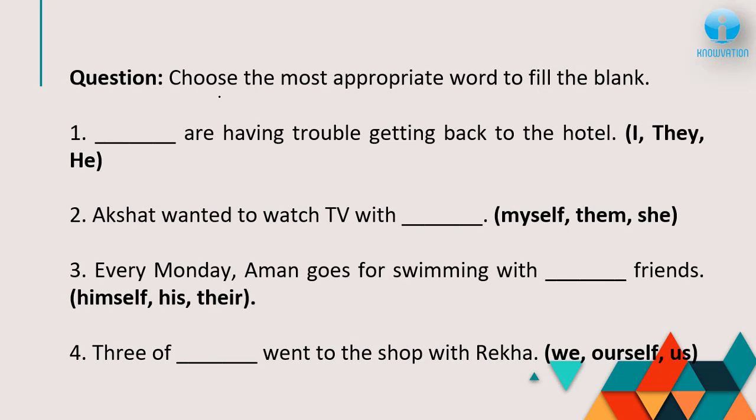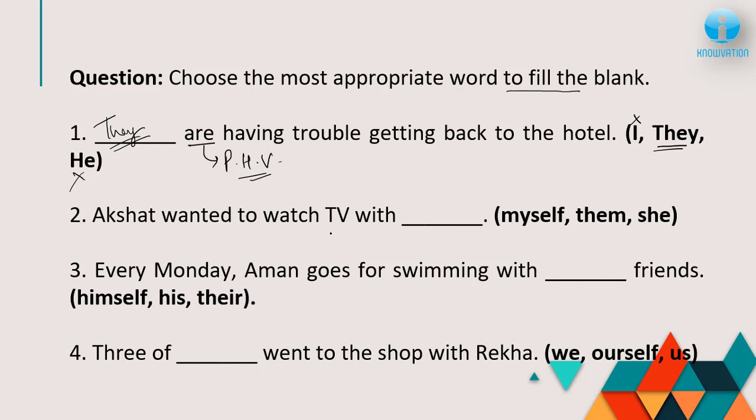Coming to the next type of questions, now we have to fill in the blank. So friends, aap pause karke khud se try kar sakte hain, and then you can resume the video. First, dash are having trouble getting back to the hotel. So friends, here you see that are is a plural helping verb. So with plural, I need to have a plural noun or a plural pronoun. So I cannot use he. They, yes, this is correct. This is a plural pronoun, so I can use it. He is also wrong because it is singular. So my correct answer here will be they.